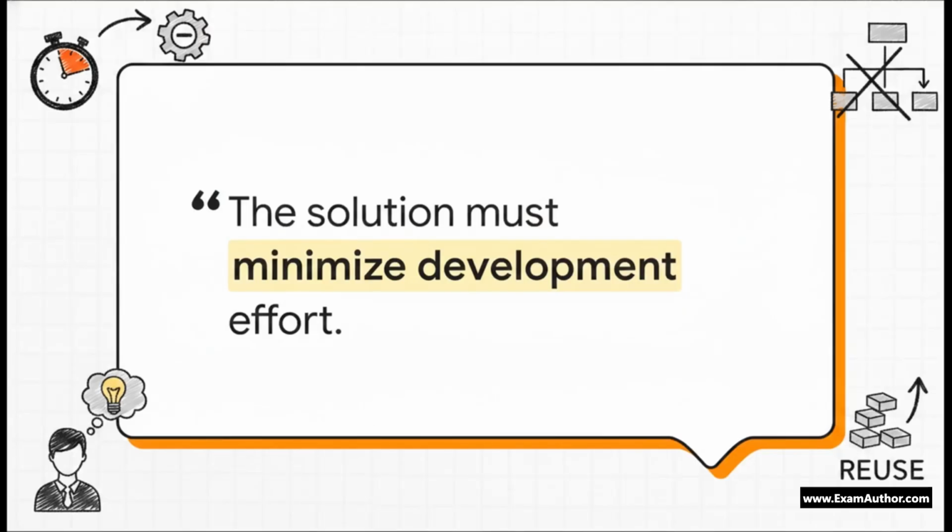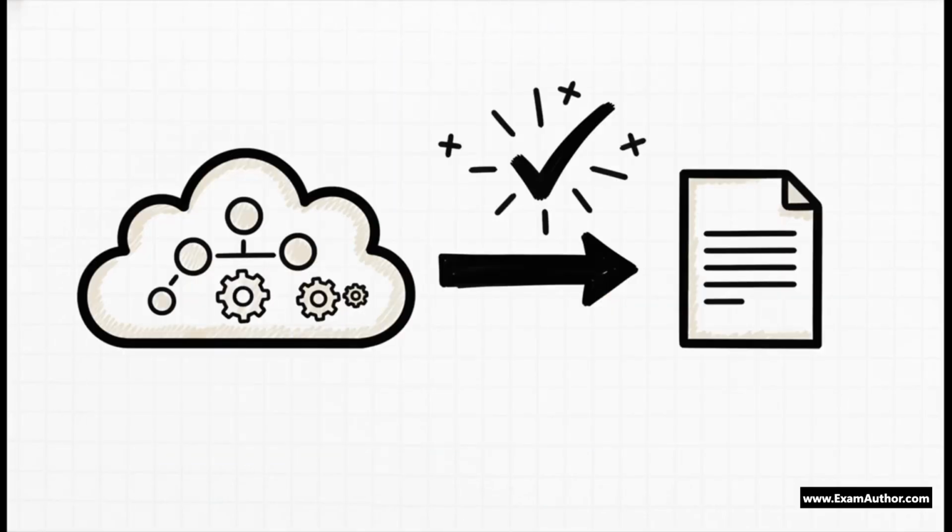The biggest, brightest neon sign in the prompt is this exact phrase: the solution must minimize development effort. The exam creators sprinkle sentences like this in there specifically to see if you know how to work smart in the Power BI service. The second you see that phrase, you can instantly cross out any choice that creates redundant work. So connecting to the Power BI dataset is the absolute only logical move.